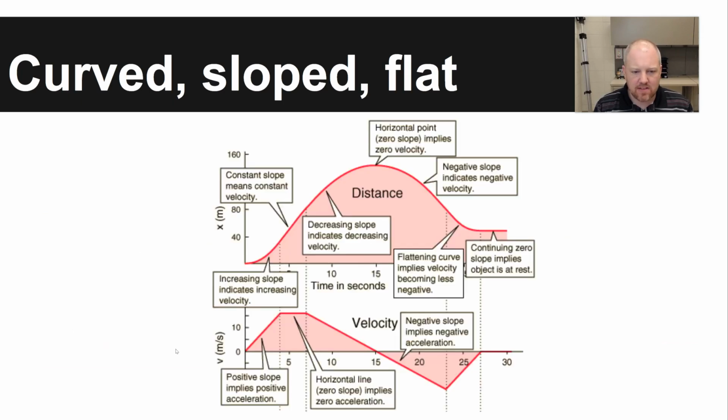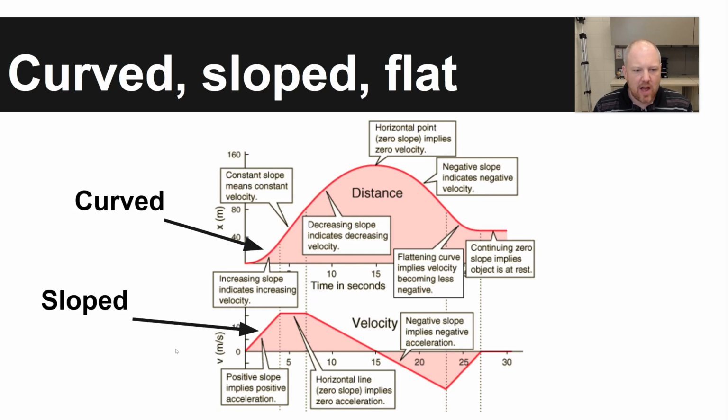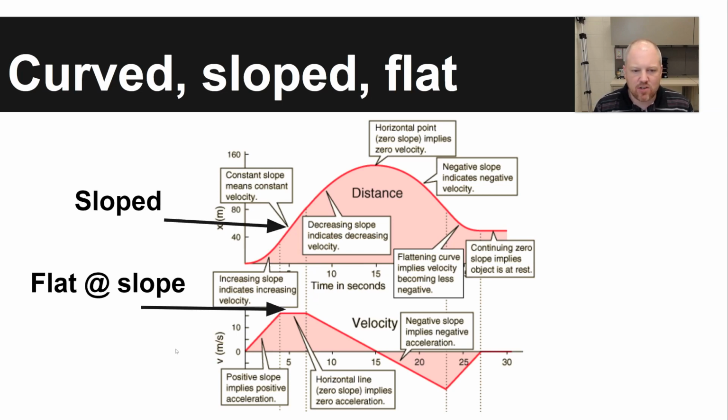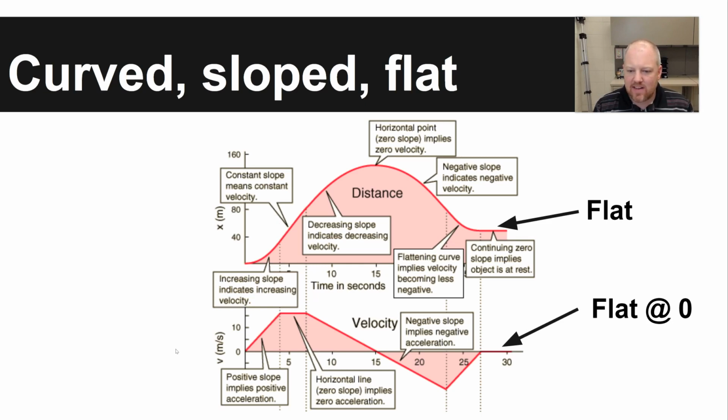And so you can look at this particular example, and you can see on top, the first section of the graph is curved. That below becomes sloped. The next section of the graph, you have a slope section that becomes flat at that particular slope. And then at the very end of this graph, you have a flat section that becomes flat at 0. Again, these circumstances as you move from on the top, a position versus time graph, to on the bottom, a velocity versus time graph.